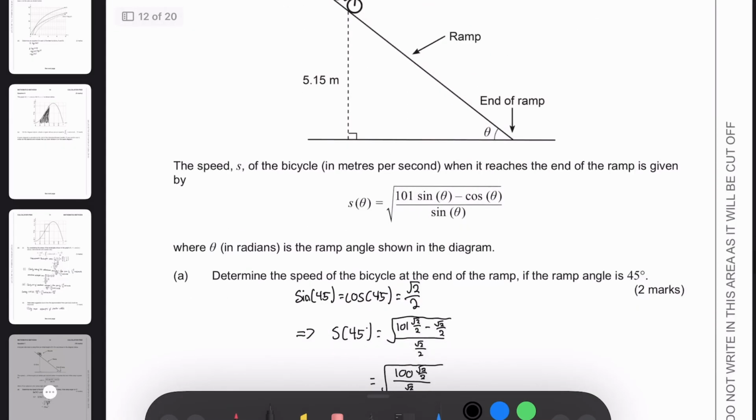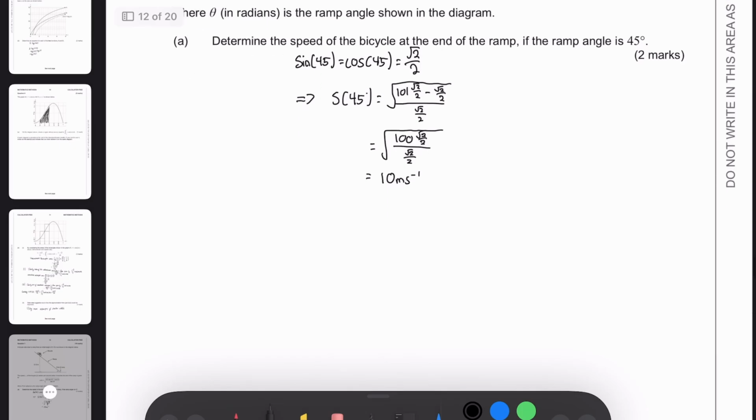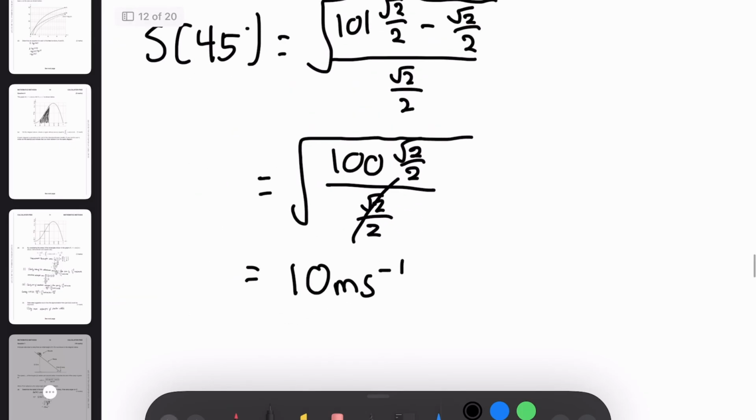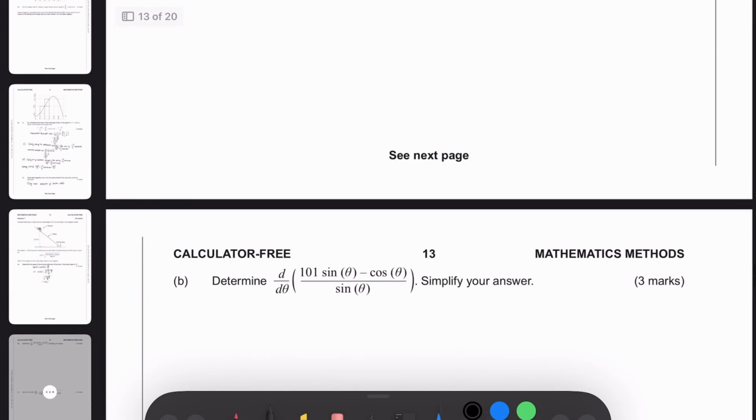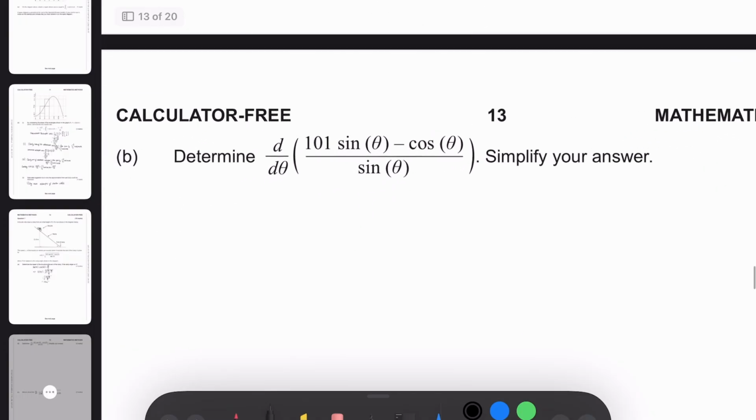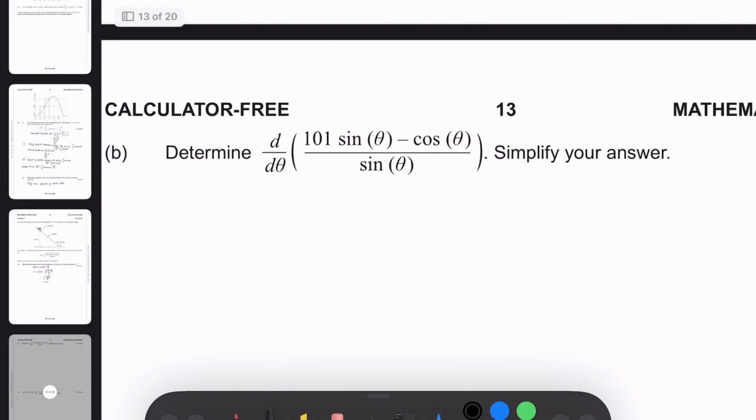We're in meters, right? Yes, meters per second. Okay, because these square root of 2's will cancel out. Determine that. Simplify your answer.